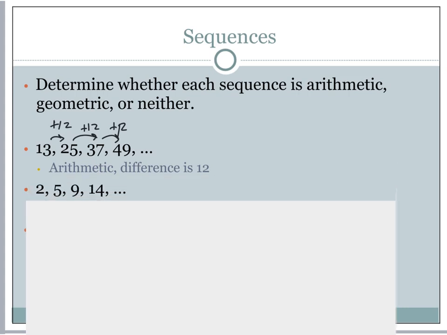In this pattern, if I start by thinking the same way, to get from 2 to 5, we would add 3, but from 5 to 9, we would add 4. So we know it's not arithmetic. Well, is it geometric? Is 5 over 2 equal to 9 over 5? That common ratio doesn't work either. So in this case, it's neither.